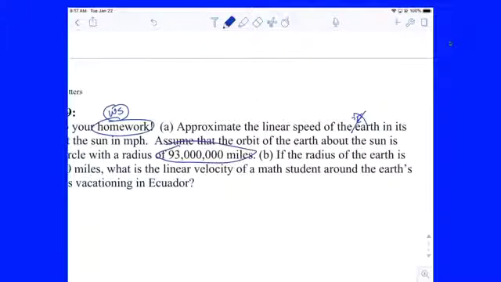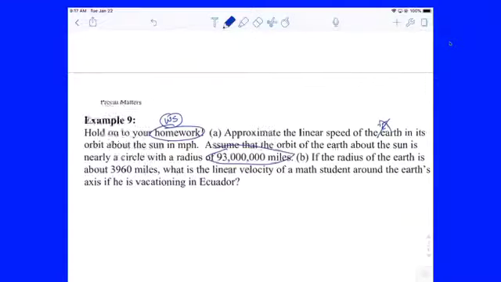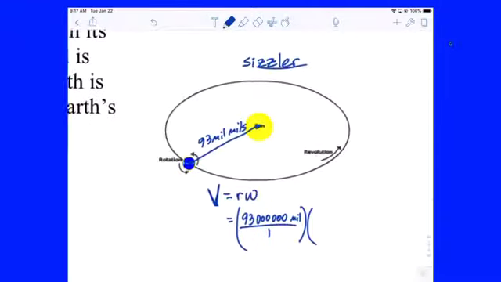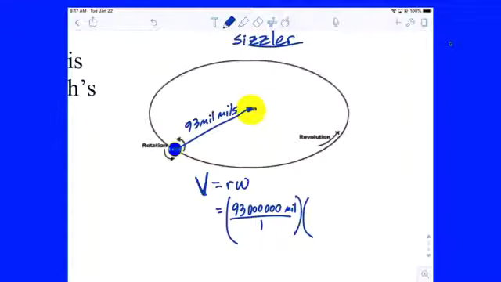Let's read. Okay. I'm stuck. Can anyone help me? I need to know something about the angular velocity of the Earth around the sun.